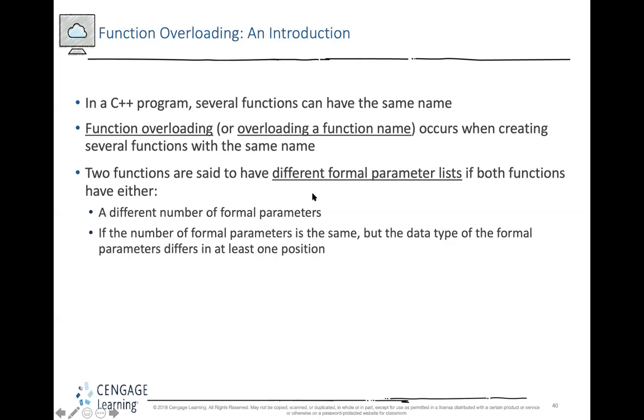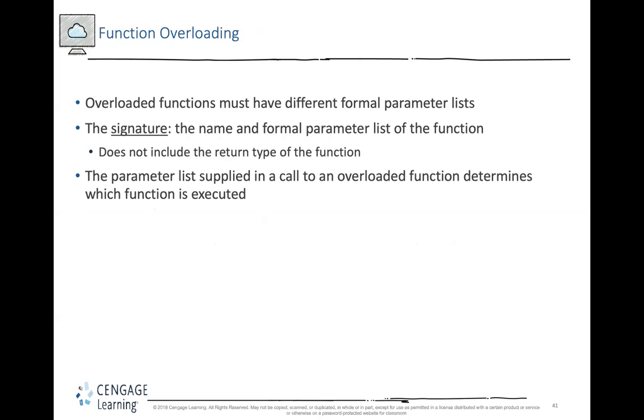So two functions are said to have different parameter lists if they have a different number of parameters, or some data type that's different. When it comes to functions, we know what a prototype and a heading are, and here there's also a signature. The signature is essentially the part that does not include the return type. Take the whole prototype and remove the return type, and that's the signature. The signature is used by the compiler to figure out which function you're calling if you have multiple overloaded functions with the same name.